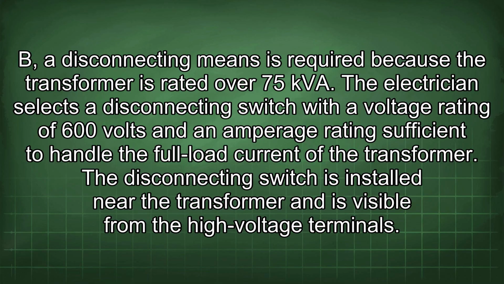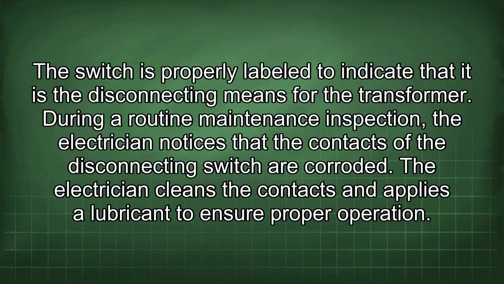The disconnecting switch is installed near the transformer and is visible from the high voltage terminals. The switch is properly labeled to indicate that it is the disconnecting means for the transformer. During a routine maintenance inspection, the electrician notices that the contacts of the disconnecting switch are corroded. The electrician cleans the contacts and applies a lubricant to ensure proper operation.